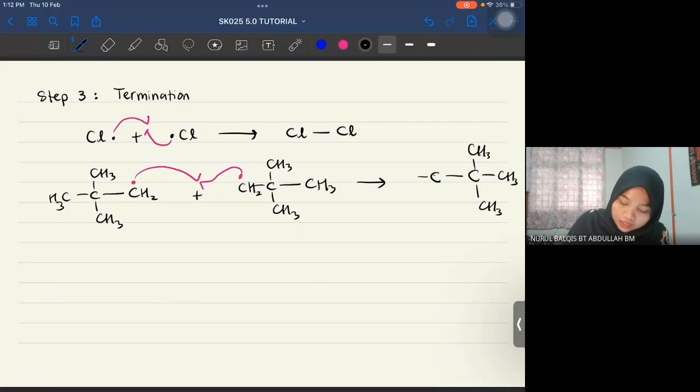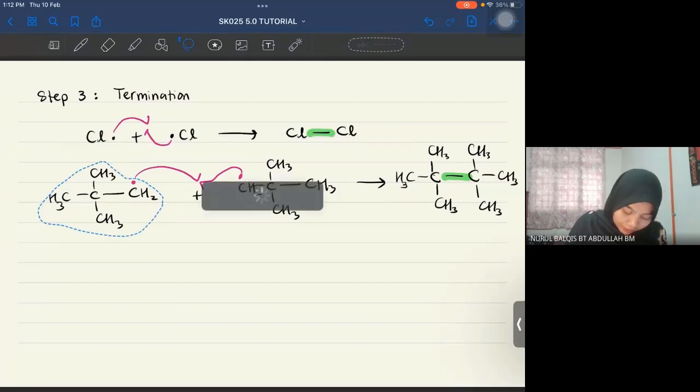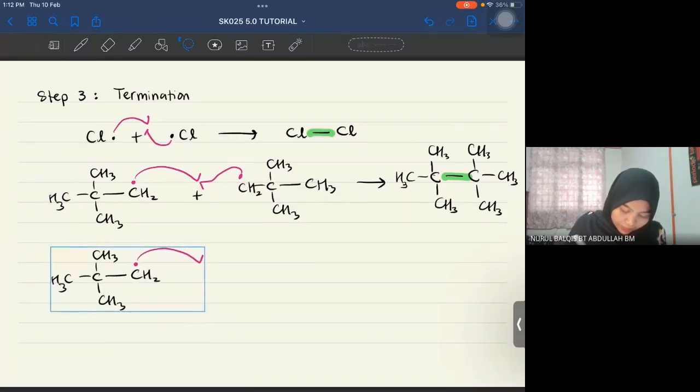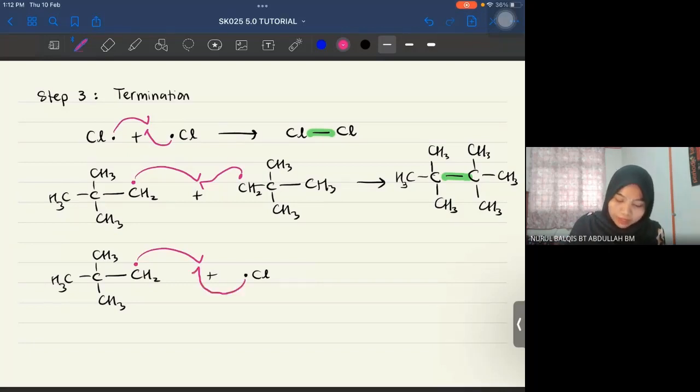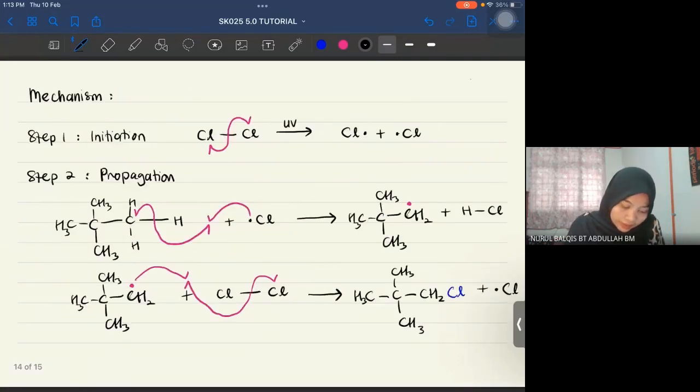Okay, CH3, CH3, CH3, CH3, CH3, CH3. Okay, so kita ada bond between them. Ni dengan ini. Okay, lastly kita ada this radical. Okay, lepas tu dia akan pair up dengan siapa? Dia akan pair up with chlorine radical. So this chlorine radical will take up this carbon radical to form our monosubstituted product. Just now kita ada distinct. Copy je balik. Right.